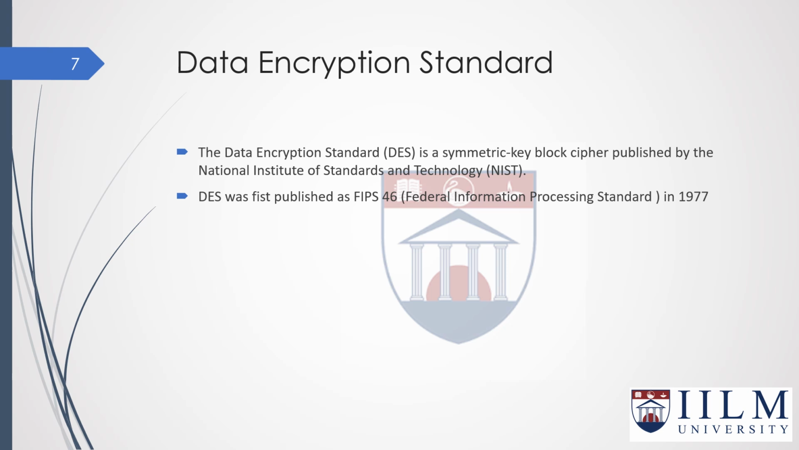Now what is a block? DES was published by NIST, the National Institute of Standards and Technology, and was first published as FIPS, the Federal Information Processing Standard, in 1977. There were many ups and downs before DES was published, and after some time it became popular.